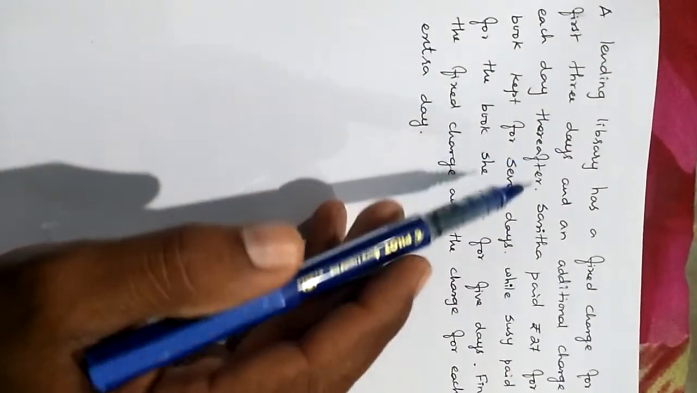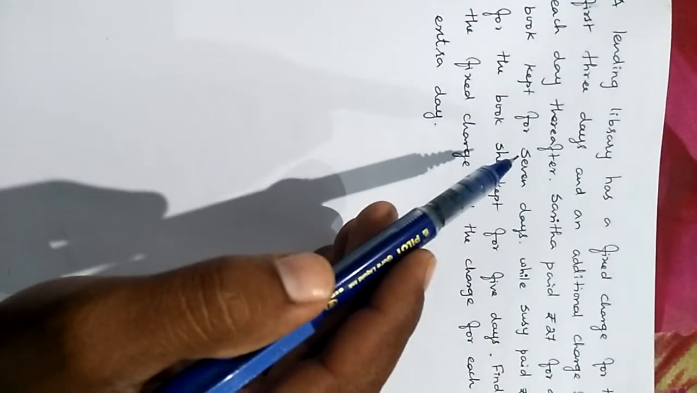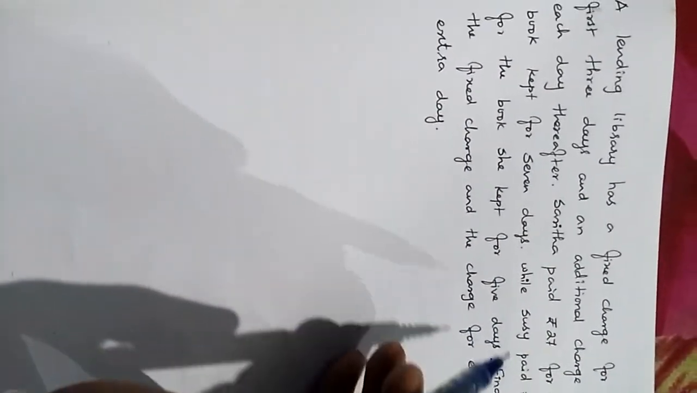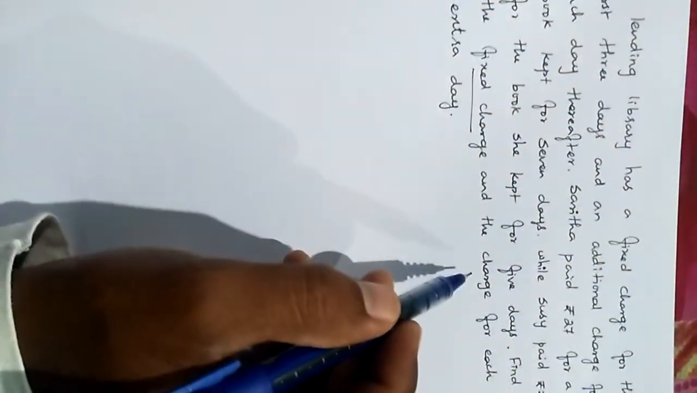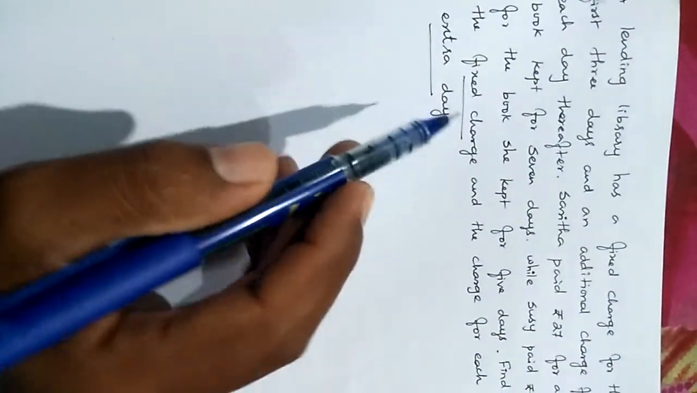So there are two persons. Sarita paid rupees 27 for a book kept for 7 days. So in the 7 days, the 3 days fixed charge is gone, so for the remaining 4 days she has to pay extra money. While Susie paid rupees 21 for the book she kept for 5 days. So in these 5 days, she has to pay the 3 days fixed charge plus 2 days extra charge. Then find the fixed charge and the charge for an extra day.